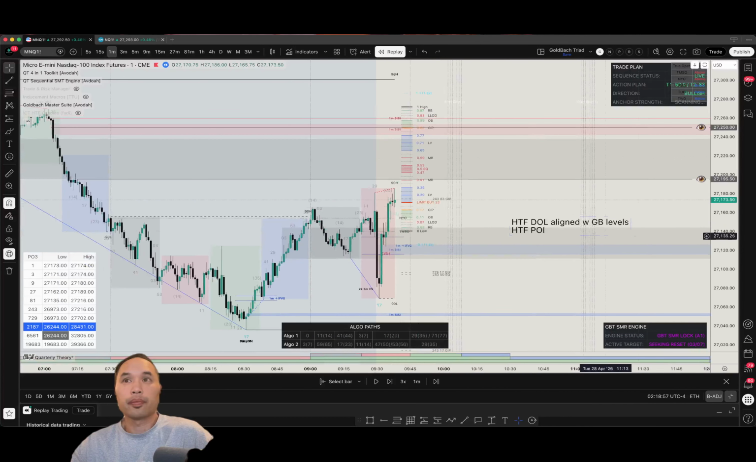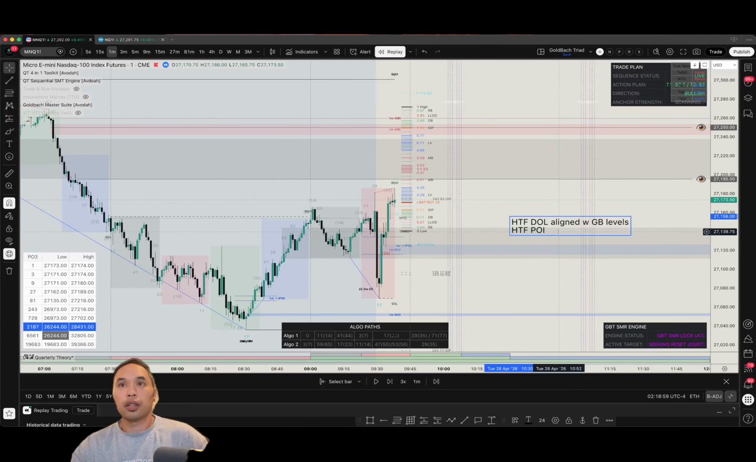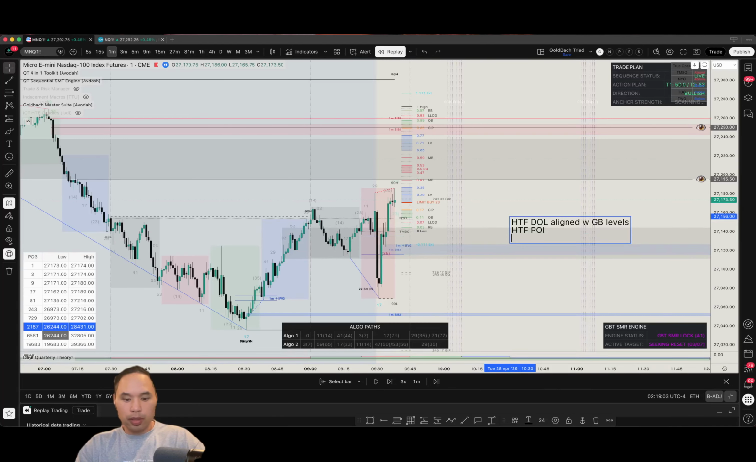Okay. Higher time frame first, then I'm looking for a lower time frame entry. I'm looking for SSMT. I'm looking for Goldbach time. And then I'm looking for a CSD. And then I'm looking for my targets.